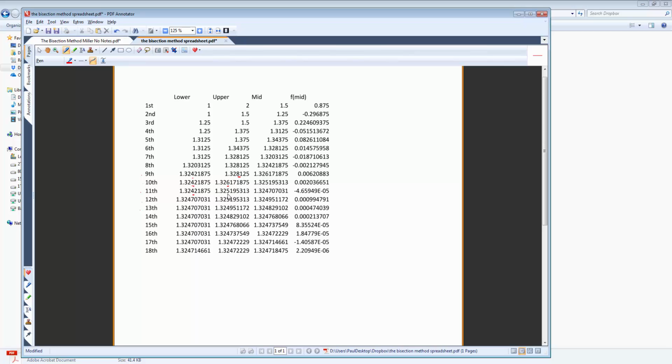The 11th was 4 and 5. The 12th was 4 and 5, so still no definitive answer. But here it is on the 13th, 4 and 4. Okay, and so now the rounding on the left endpoint and the right endpoint would both round to 1.32, so we can lock in our approximation as 1.32. So this would have taken you 13 passes through the algorithm, or 13 executions of the algorithm, to find the approximation.